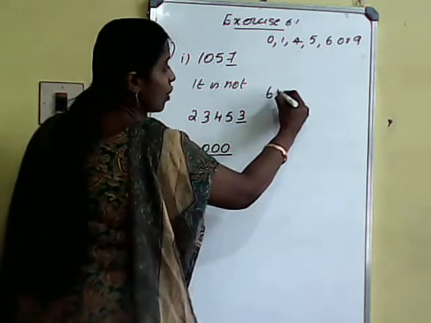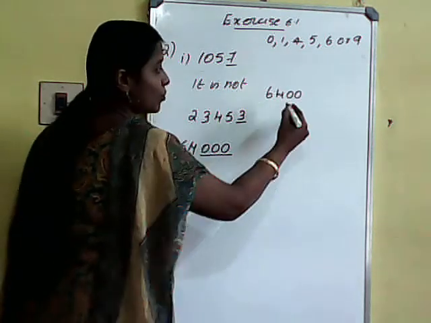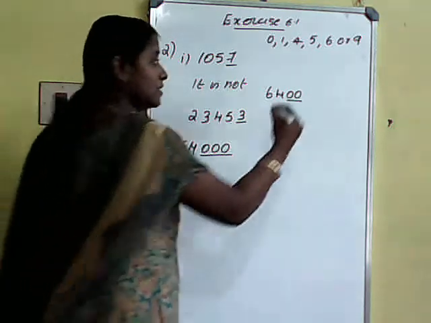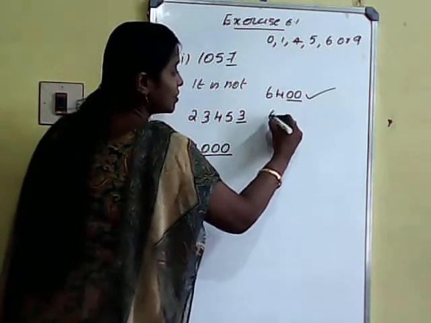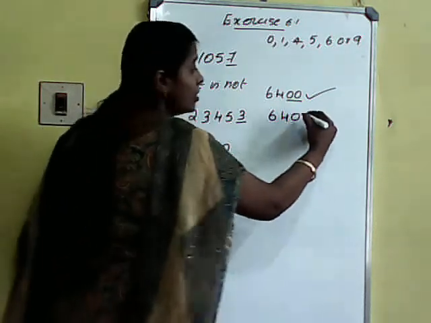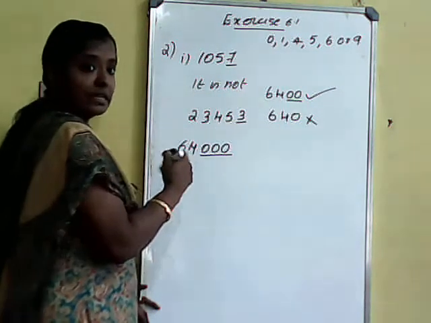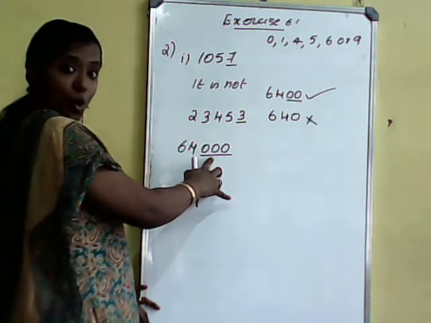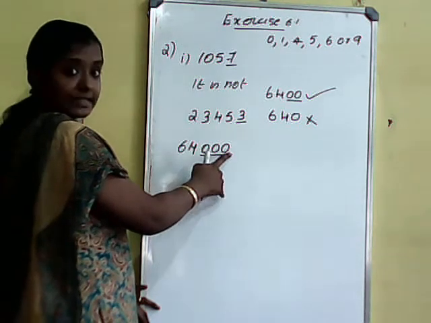Clear? 6400. It is a perfect square because 2 zeros are there. So it is a perfect square. 640. Only 1 zero. It is an odd number of zeros, so it is not a perfect square. This is the same reason here. Odd number of zeros. 1, 2, 3 zeros are there.